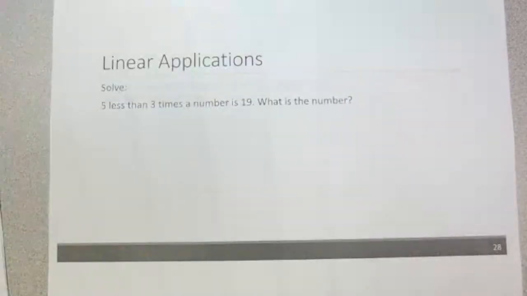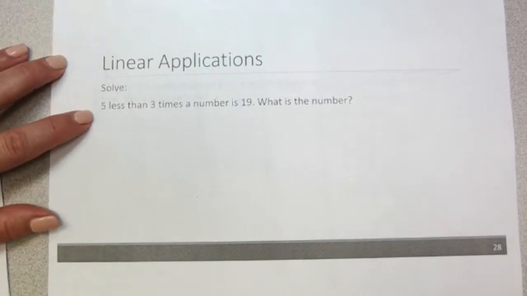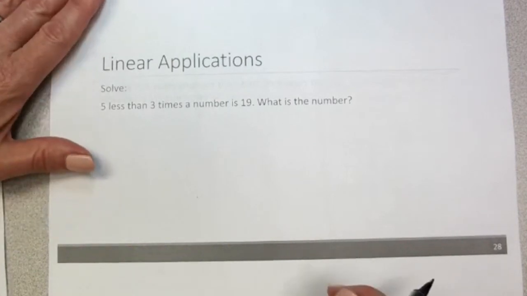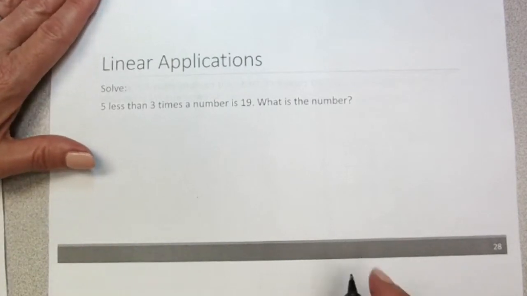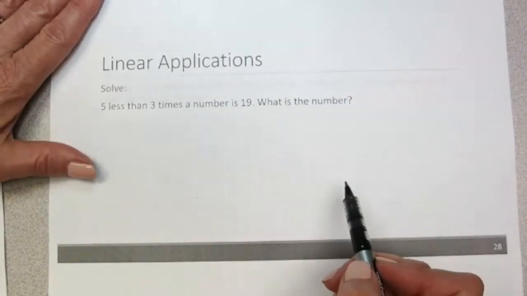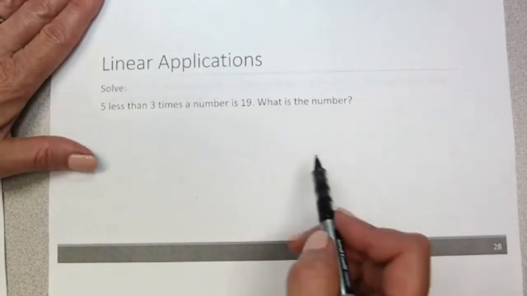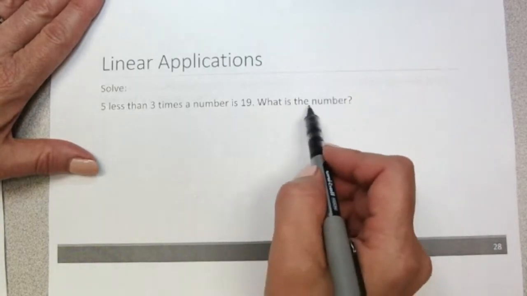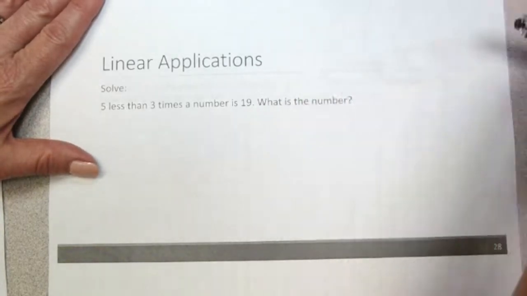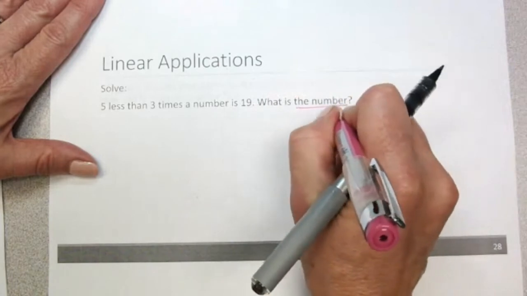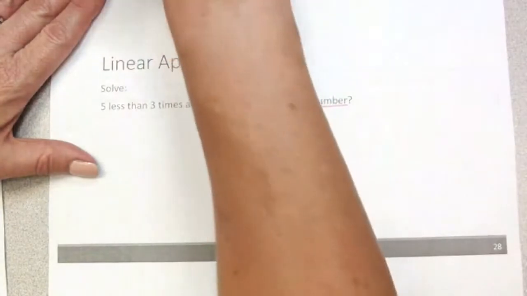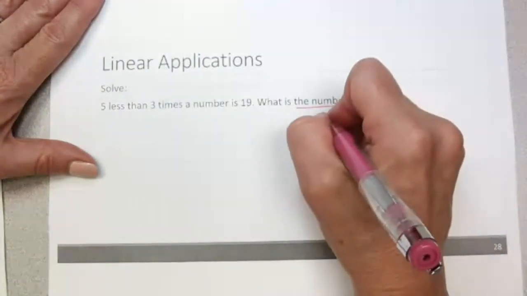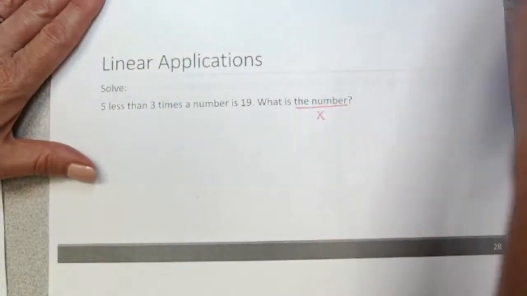Okay, let's look at another one. Solve: 5 less than 3 times a number is 19. What is the number? Often we want to think about the context of what we're dealing with. This one doesn't have a lot of context, but we definitely want to see what we're looking for. We're looking for the number. We don't know what it is, so that's what we'll assign to our variable. We'll use the variable x.